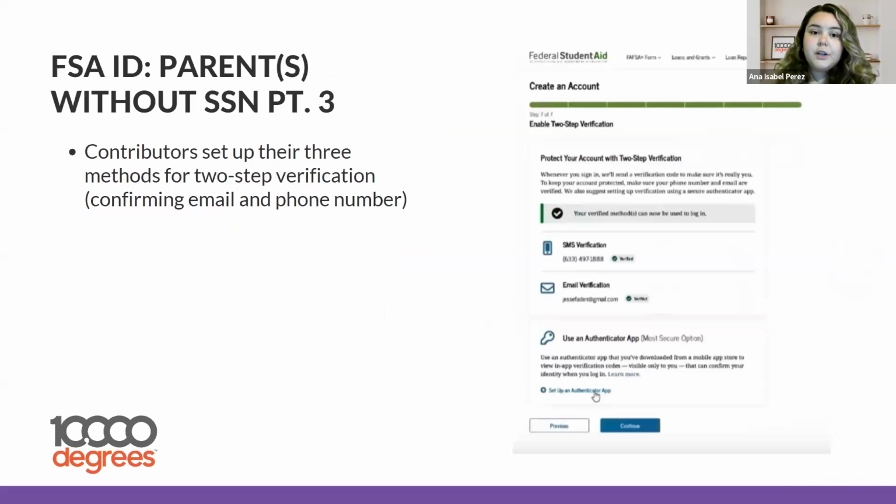And then, as I mentioned, they're going to be doing three authenticator methods, or two-step verification. That's going to come from them being able to verify their phone number. Again, if they are living in the US, we highly encourage all of them to put their phone number. An email verification is required for anyone, regardless of having a social security number or not. And then the third step is going to be another option, either an app or a secret code that parents will have to write down.